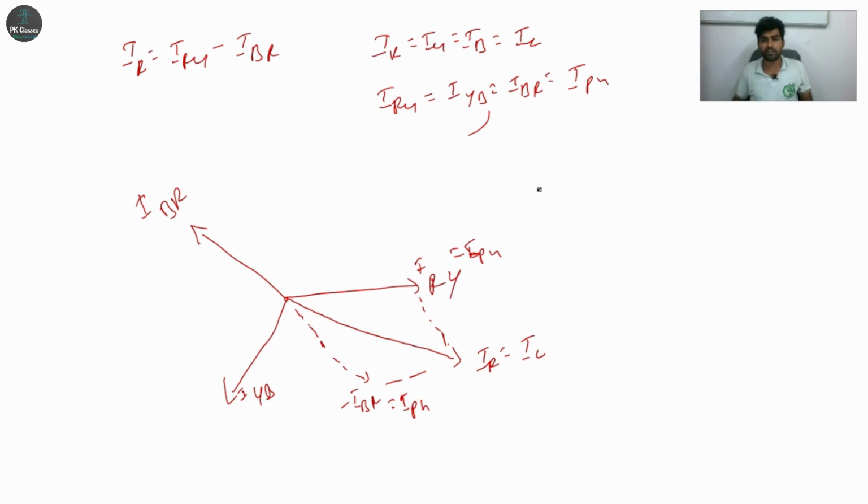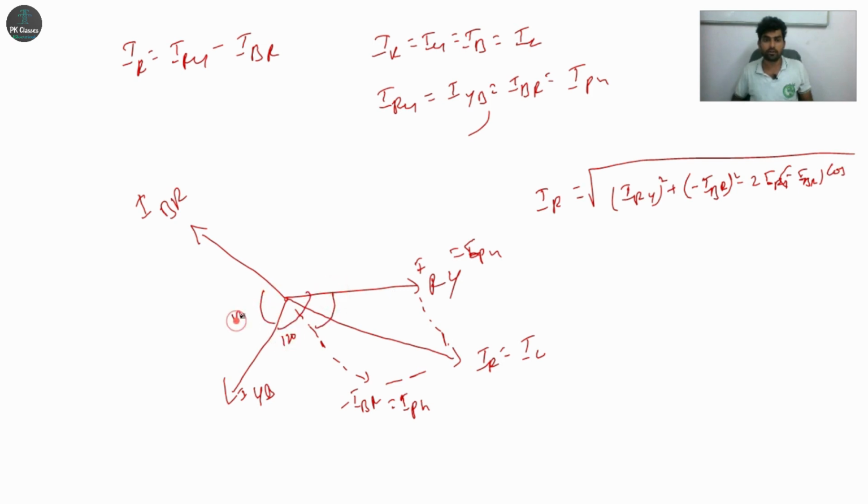I'll be using the cosine rule now. So IR is equal to root of IRY square plus IBR square minus 2 IRY IBR cos of how much is this one? Total is 120. Half of this one, 60 degree. So cos 60. See here, IR is equal to what?